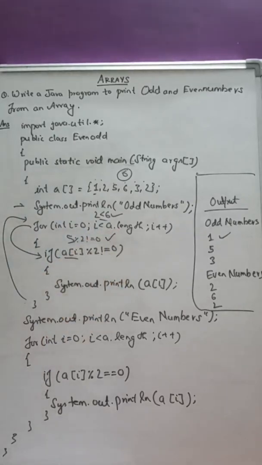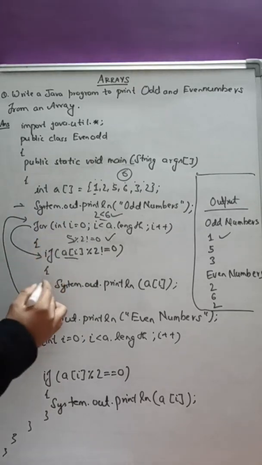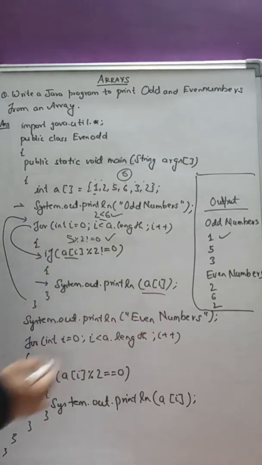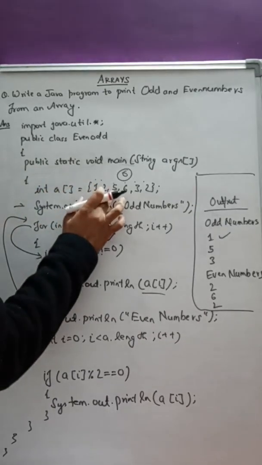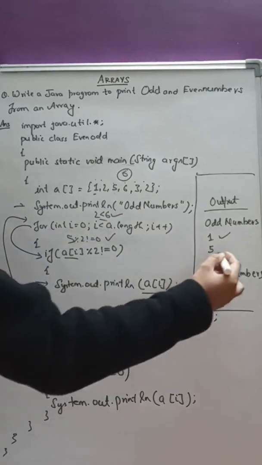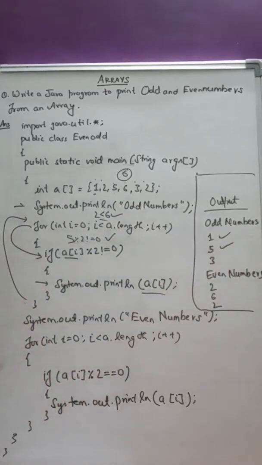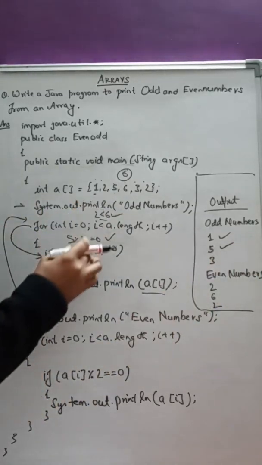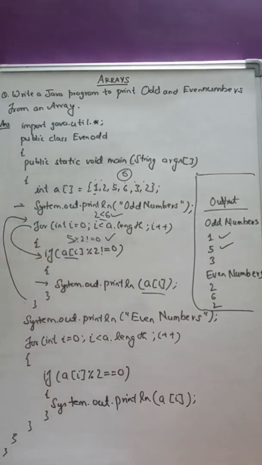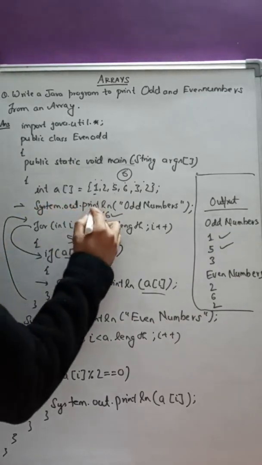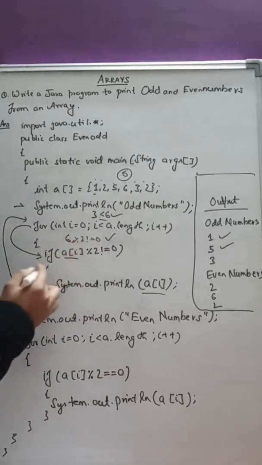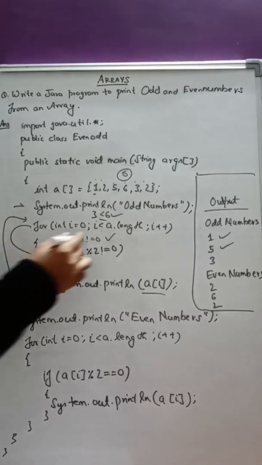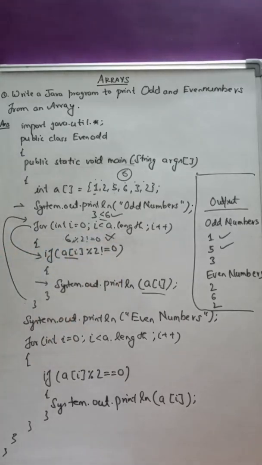Since this condition is true, you will execute this particular statement by printing the value of a at index 2. 5 is at index number 2, so 5 will be printed over here. Next, where i is equal to 3, this condition is true over here, 3 is less than 6, but the value is 6 modulus 2, so it will be divisible. This condition will be false in this case, so nothing will happen.